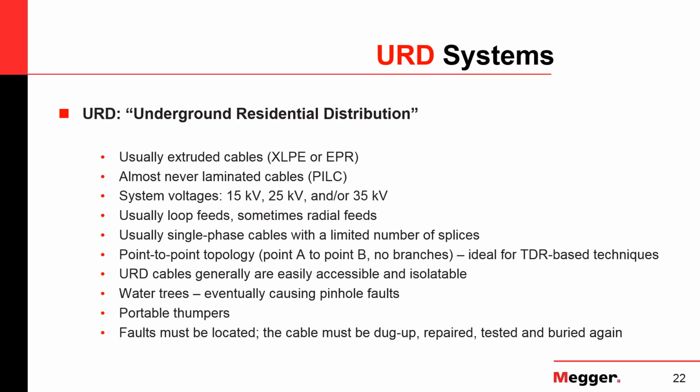So URD systems, therefore, are what you can call a point A to point B network or connection, and you rarely see branches, maybe a T-splice here and there, but downtown networks are typically a branch network. So the URD systems are ideal for radar or TDR-based technologies because there are no problems with the signals being split up into the branches. Also, compared to any downtown network, URD systems are generally easy to access and fairly easy to isolate.